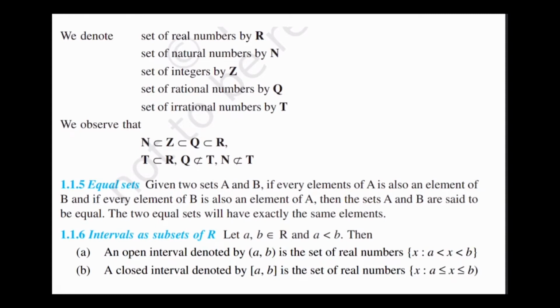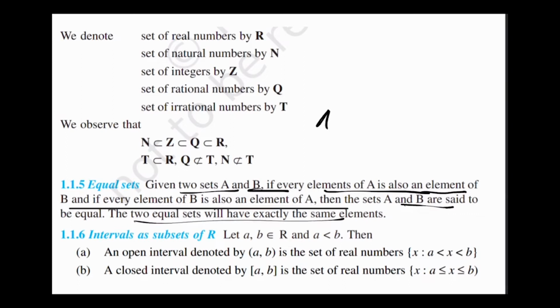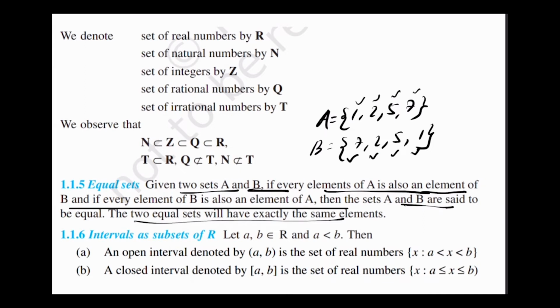Next, we'll talk about equal sets. Two sets are equal if each and every element of A is equal to each and every element of B. Here, order doesn't matter. Let's say A is equal to 1, 2, 5, 7, and B is equal to 7, 2, 5, 1. Now, see, each and every element of A is present in B. Correct. Every element of B is present in A, correct? So we can say A is equal to B. The order, student, doesn't matter. Keep in mind, order doesn't matter.